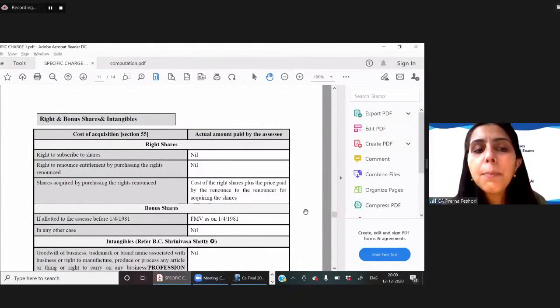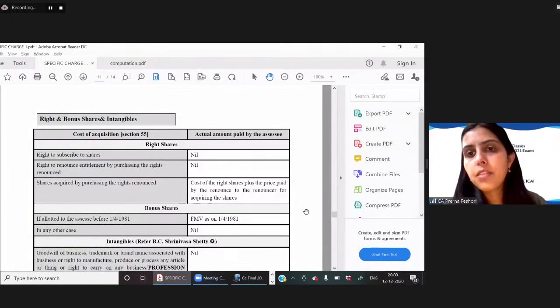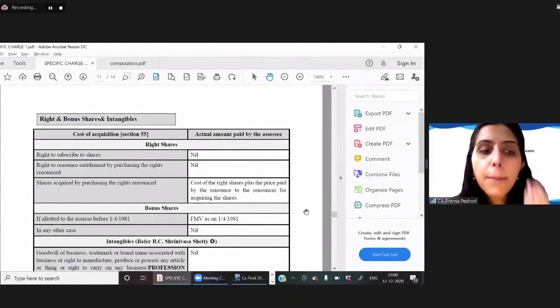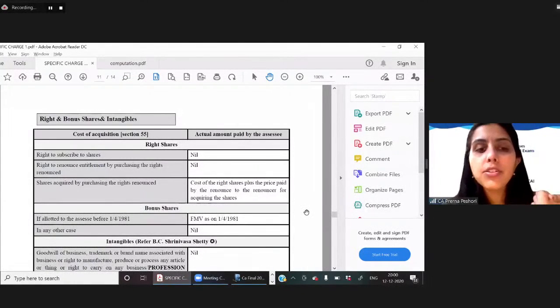Shares acquired by purchasing the rights renounced: cost of the rights shares plus the price paid by the renouncee to the renouncer for acquiring the shares. So when you purchase from somebody who is selling you the right, that time it will be the cost of the right shares plus the price paid by the renouncee to the renouncer for acquiring the shares. Clear? So when you are renouncing the shares, there is no cost involved in it because you have not purchased the right shares. Clear?